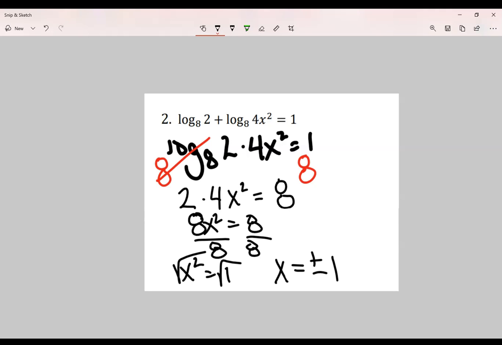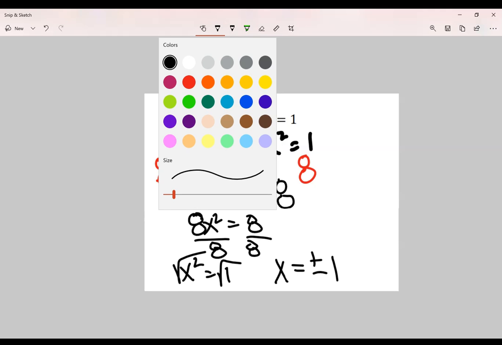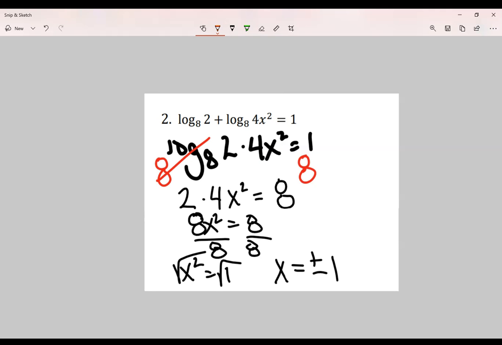And just like with the previous problem, I want to check to see if these solutions are valid or extraneous. So I'm going to take both of these solutions, x equals positive 1 and x equals negative 1, and plug it into the original function or the original equation where I see the x.